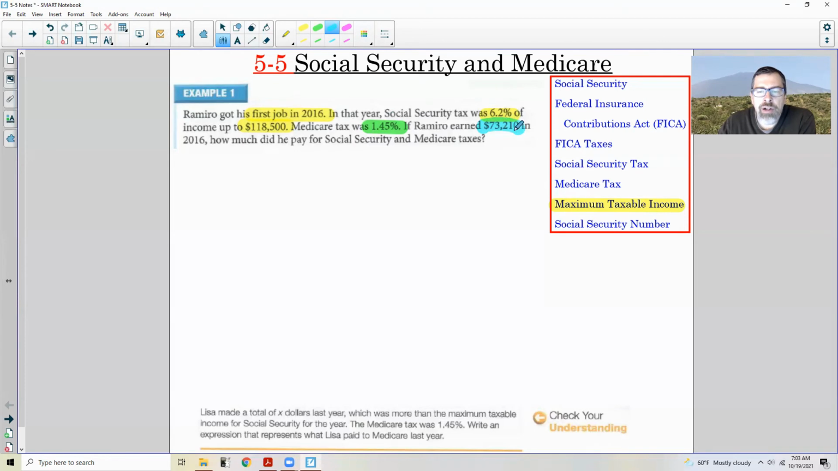Ramiro, this is his first job, people, in 2016. I don't know what Ramiro went to college for, but making $73,000 your first year out of college is a pretty good deal. Some people do that, but it's rare. In 2016, he made $73,210. How much did he pay for Social Security and Medicare tax? It's taxable up to 118,500. He made less than that, so his entire paycheck is taxable. So that is 73,210 times 0.062, and that will be how much he pays into Social Security.